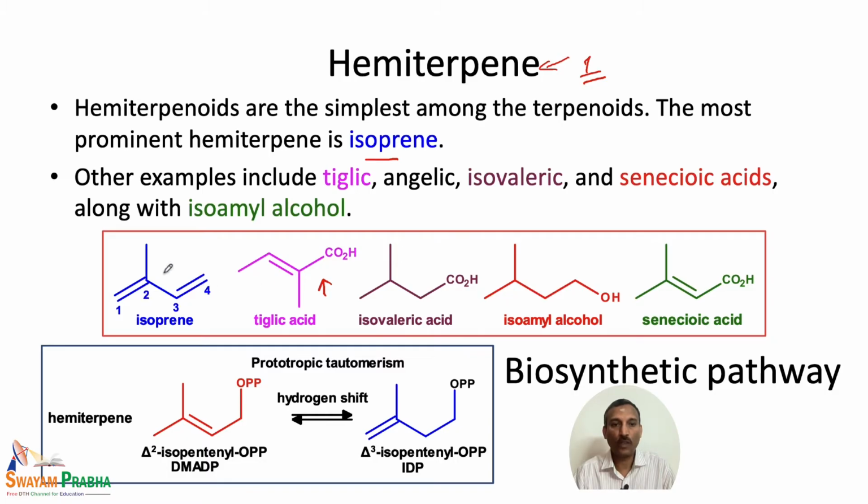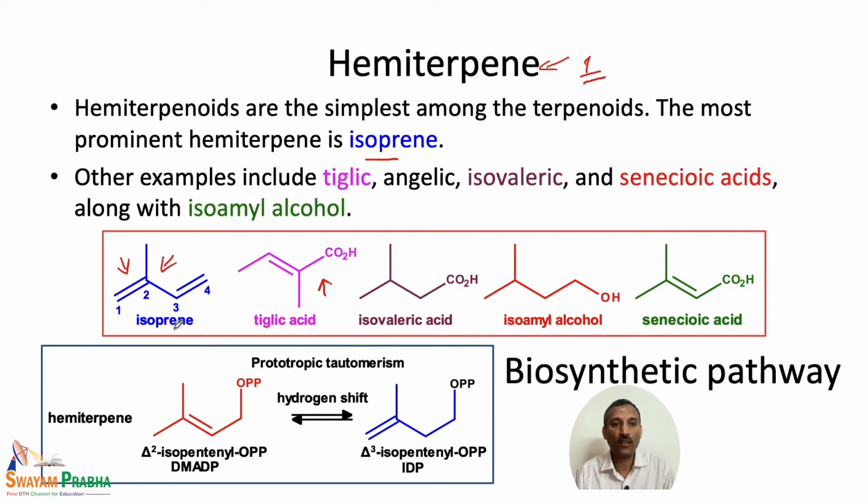The isoprene unit we have seen in the previous session also, what is the isoprene rule and what is the basis of that. So the isoprene unit, which is a very low boiling, highly volatile substance, is the one based on which all the terpenes are formed biosynthetically.